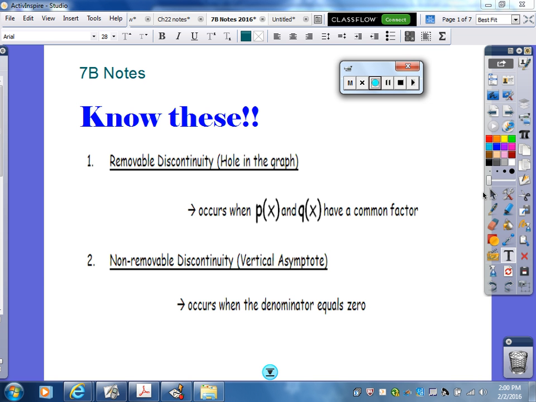All right, a removable discontinuity. This is a hole in your graph. It occurs when your numerator and your denominator have a common factor. Non-removable discontinuities are vertical asymptotes. They're the zeros of the denominator once you've removed your common factor, if there is one.